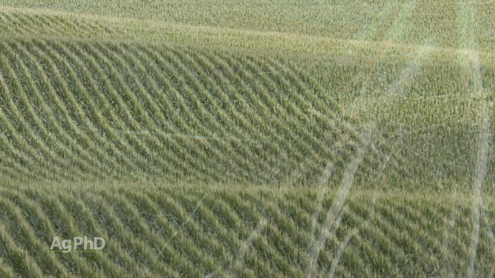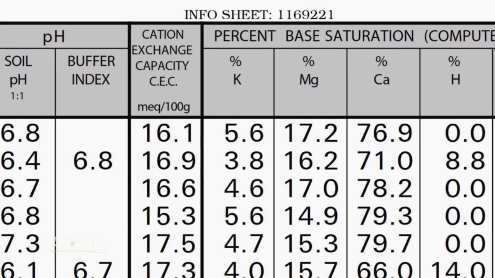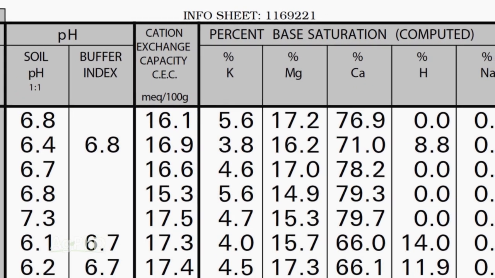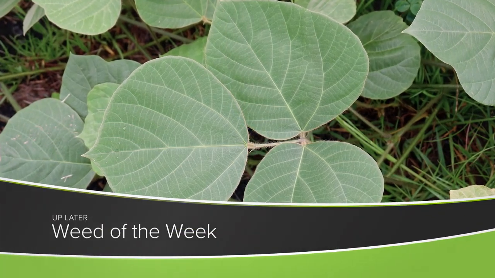Potassium is certainly key to raising a good crop, and as we talked about, don't just look at parts per million, also look at base saturation. One other thing you want to look at in your field is you want to stop weeds that could be stealing that potassium away from your crop. Can you identify this week's Weed of the Week?